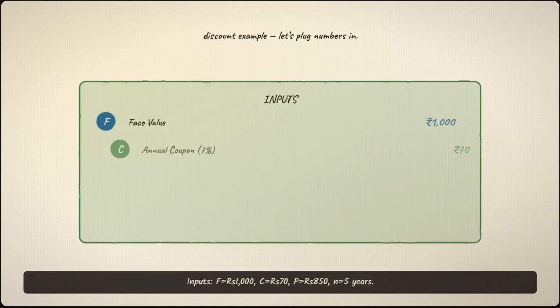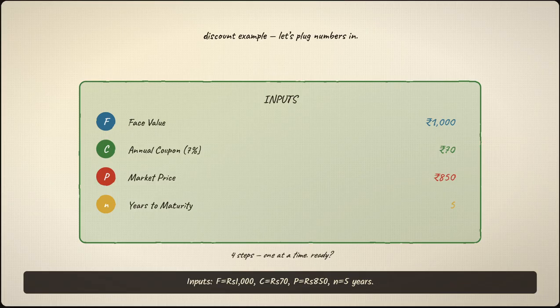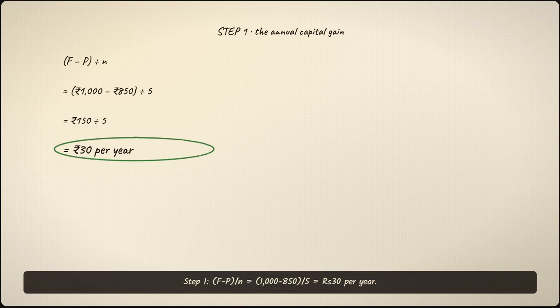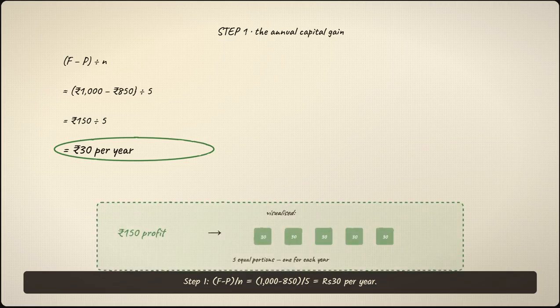Now let's run a completely worked example. Discounted bond. Face value 1000, coupon 7%, annual coupon 70 rupees, market price 850. Years to maturity is 5. So step 1, calculate the annual capital gain component. This turns out to be 30 per year. You're buying at 850 but receiving 1000 at maturity. That's 150 rupees profit spread across 5 years. So 30 per year in addition to the coupon.